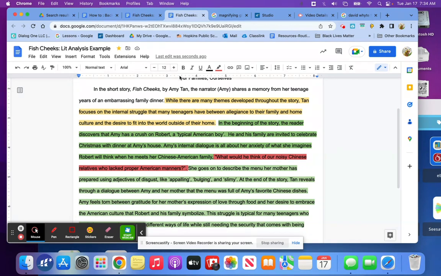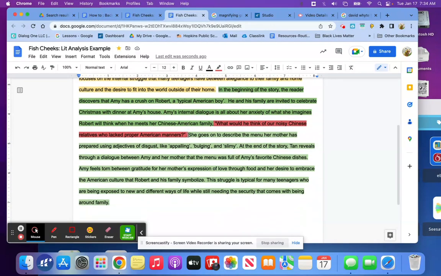Now, the last step is the biggest chunk of this section and the biggest chunk of your paragraph. This is called commentary, and this is where I have to prove to you that that quote makes sense. So I say, she goes on to describe the menu her mother has prepared using adjectives of disgust like appalling, bulging, and slimy. So I make another reference to the story, but I don't actually pull out a quote there. And then I say, at the end of the story, Tan reveals through dialogue between Amy and her mother that the menu was full of Amy's Chinese dishes.